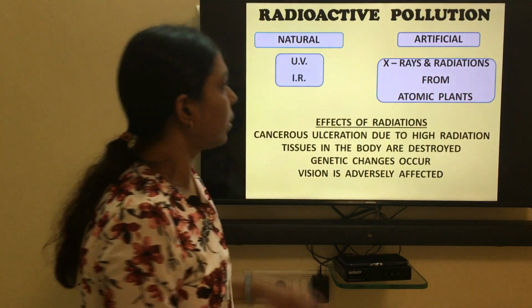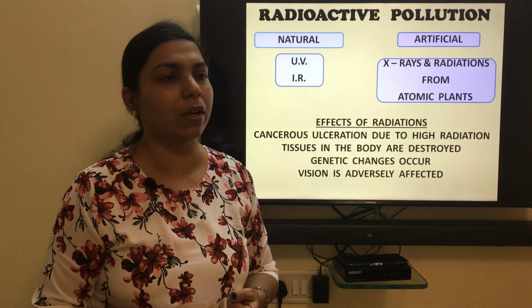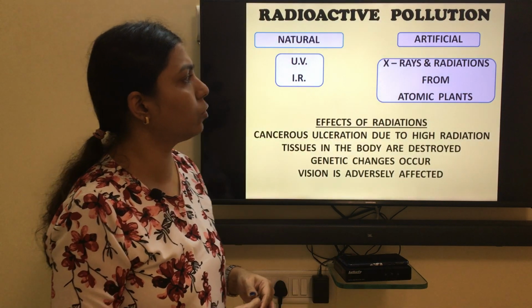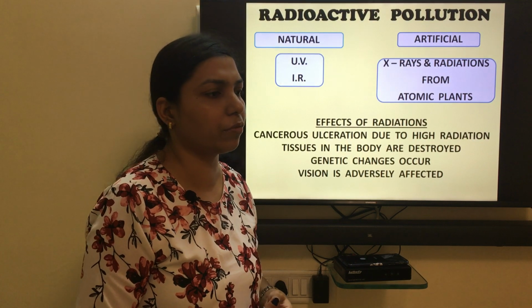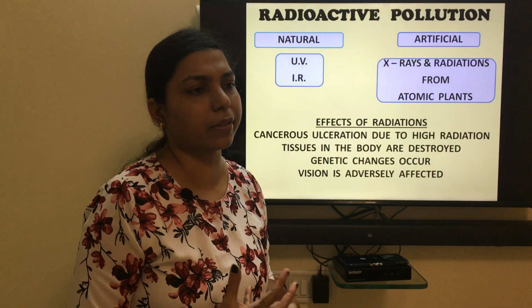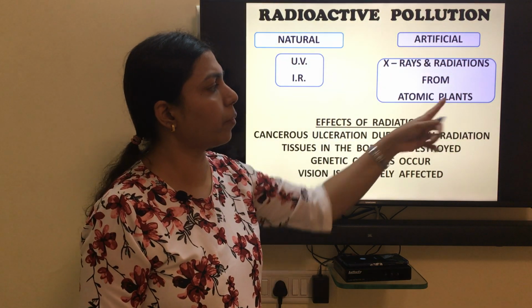Okay, so these are natural pollutants and we do not have control over them. Then we come to artificial radioactive pollution, wherein you have the X-rays which are used for different medical purposes. Overexposure of the X-rays can also be harmful to human beings. And radiations from atomic plants.